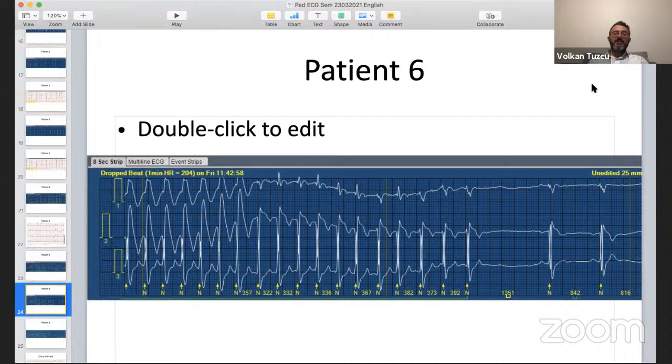Was this VT? No, right? As some of you are already saying, no, because you end up in what? Narrow QRS tachycardia? So if wide QRS tachycardia turns into a narrow QRS tachycardia with the same rate, we call it aberrancy, right? Aberrant SVT. It's not VT, we say it's aberrant SVT.